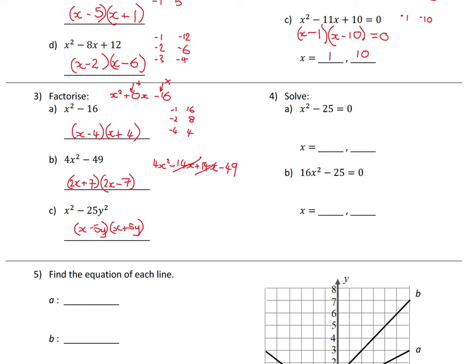Okay, let's just test it by expanding it out. x times x would give us x squared. Outer times outer would give us 5xy. Inner ones would give me negative 5xy, so that would cancel out. And the last ones would give me negative 25y squared, exactly what I wanted. Okay.